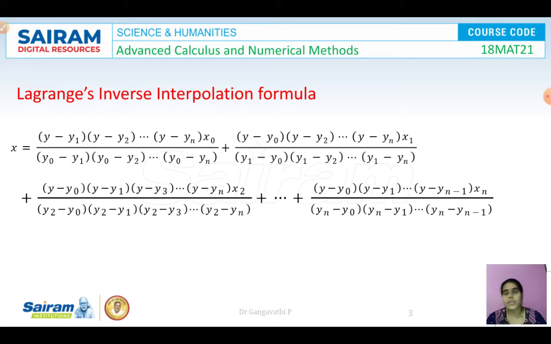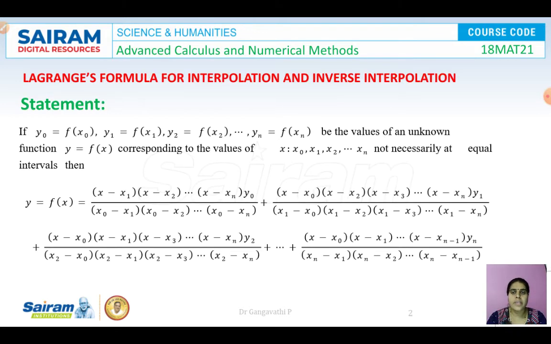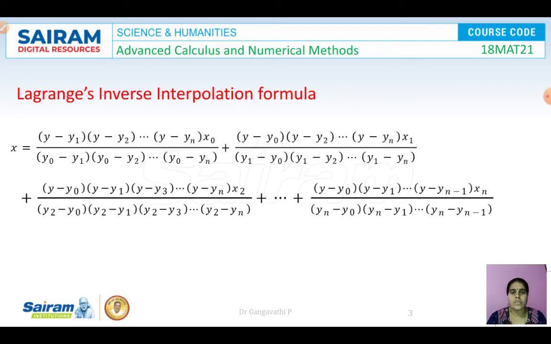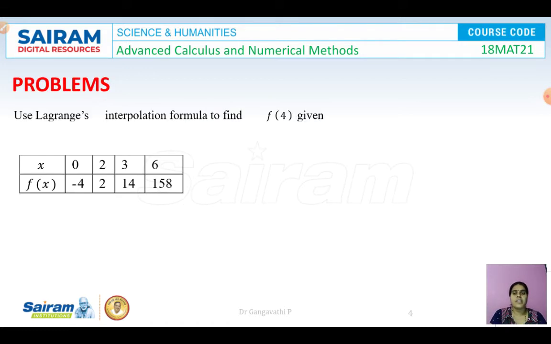So this is about the second term, and the third term will be y minus y0 into y minus y1, y minus y3 and so on, y minus yn into x2 by y2 minus y0, y2 minus y1 and so on. The last term will be this. So if at all 5 terms are there, then you will have 4 here and x5 here. So that is how we have to take the formula. This is about the Lagrange's inverse interpolation formula.